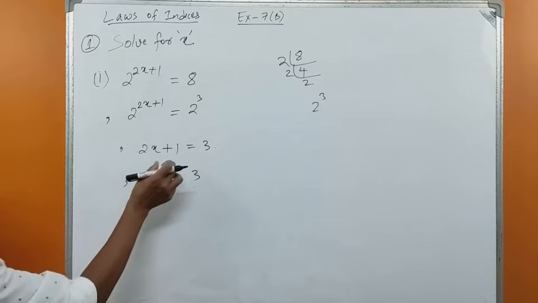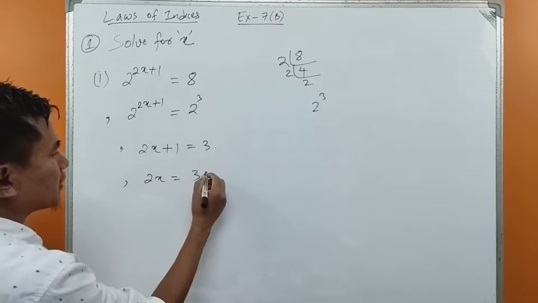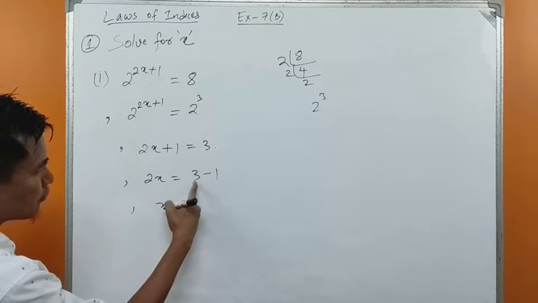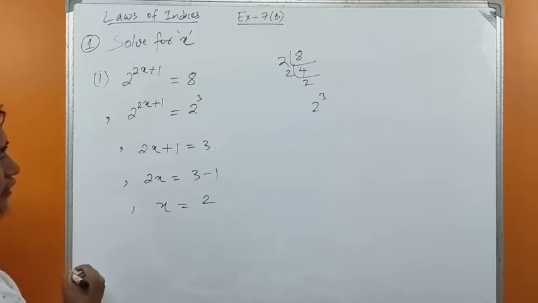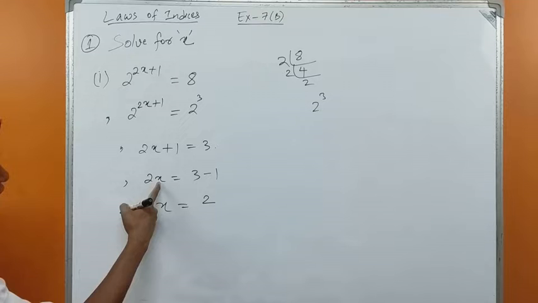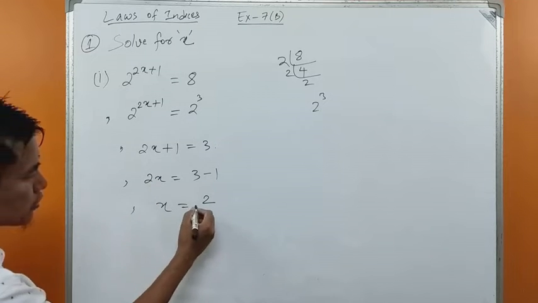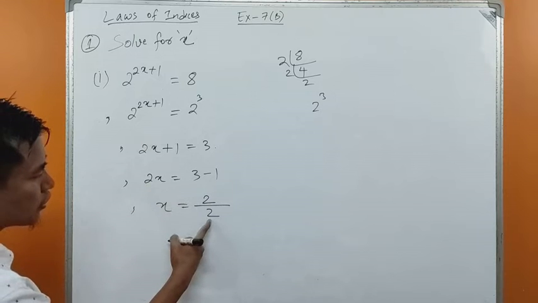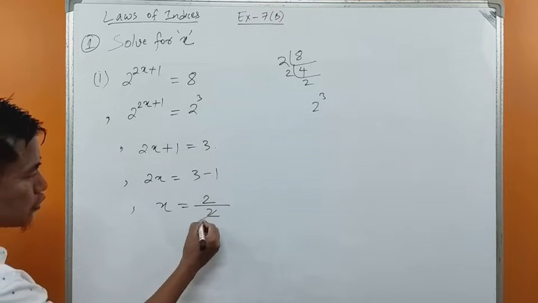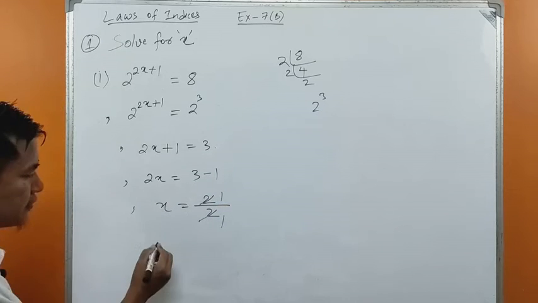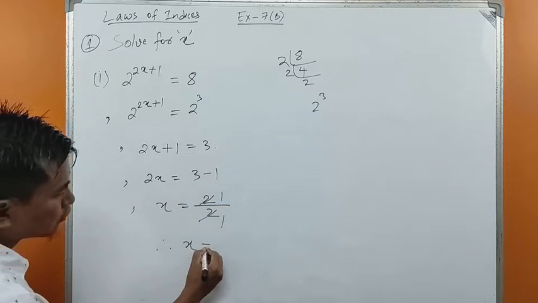Now let us take this plus 1 to the right hand side, it becomes minus 1, isn't it? So 2x equals 3 minus 1, which is 2. Now this 2 is multiplied with x, and this number goes to the denominator by cross multiplication. 2 goes to the denominator of 2. 2 1s are 2. So x equals 1 upon 1. Therefore, x equals 1.